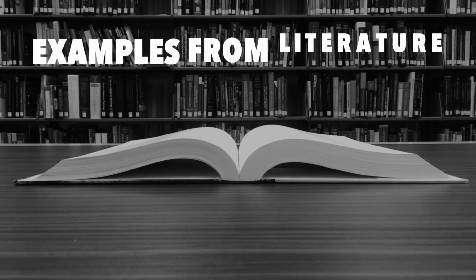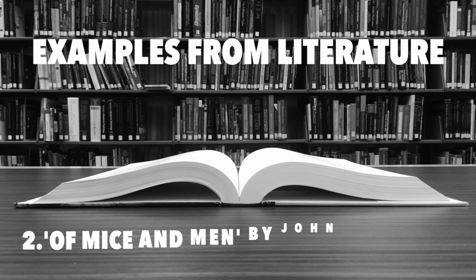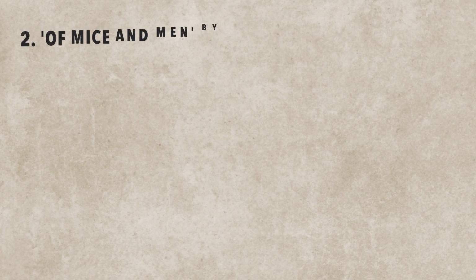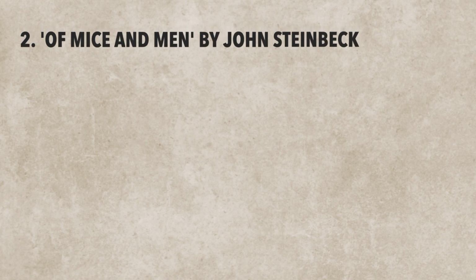Now let's look at John Steinbeck's description of rural California from his novella Of Mice and Men. Again, consider the key words and what mood might be created as I read it.